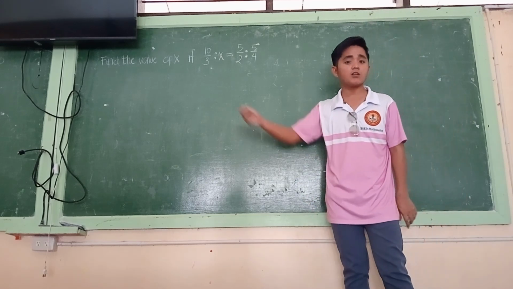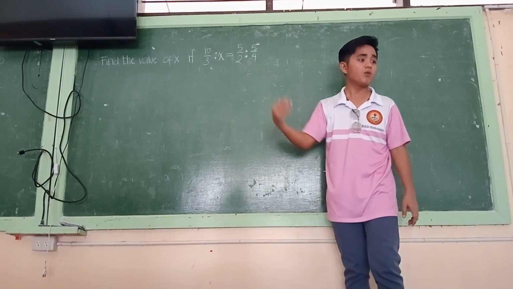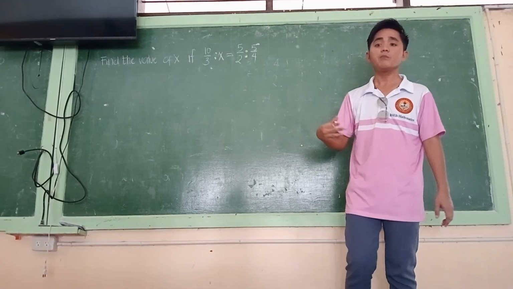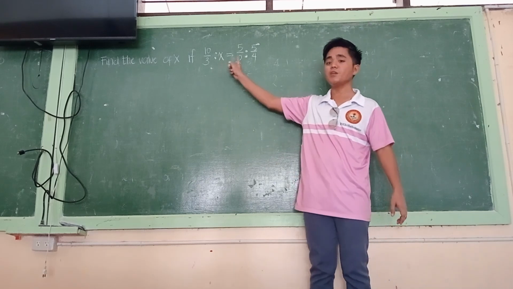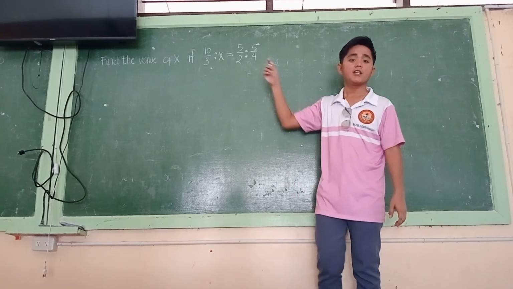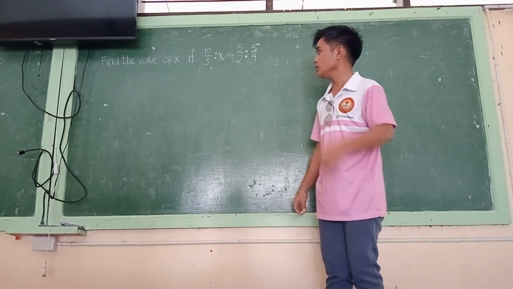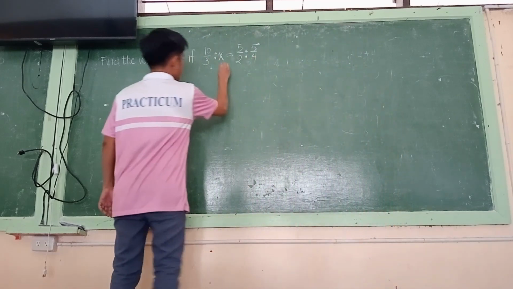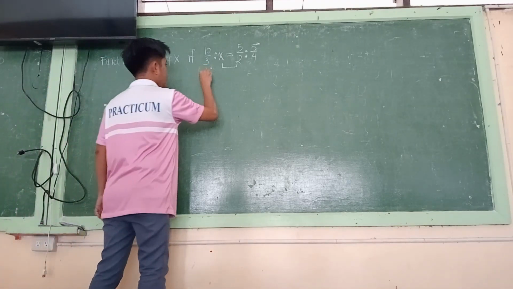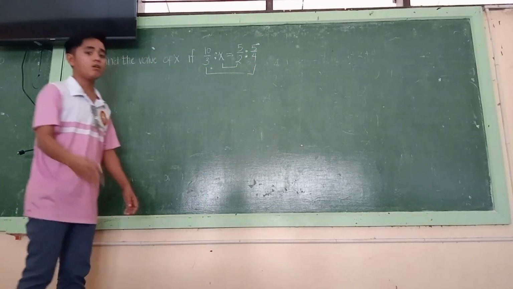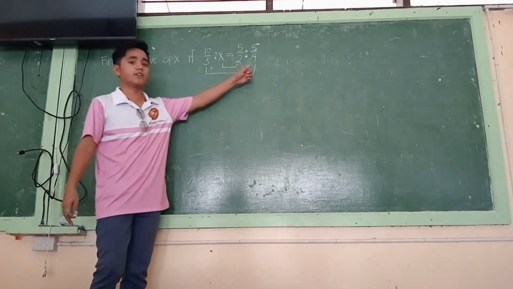But since it is already in means and extremes form, let's just use the means and extremes property, which states that the product of the means is equal to the product of the extremes. Now, by using the property, we have here the means of x and 5 over 2, and we also have the extremes of 10 over 3 and 5 over 4.